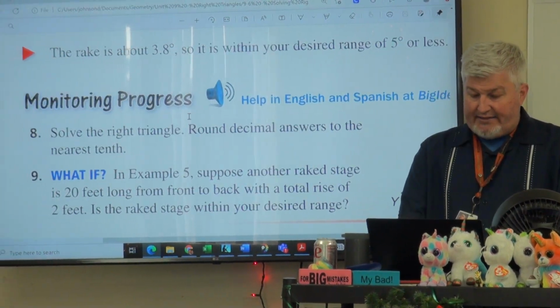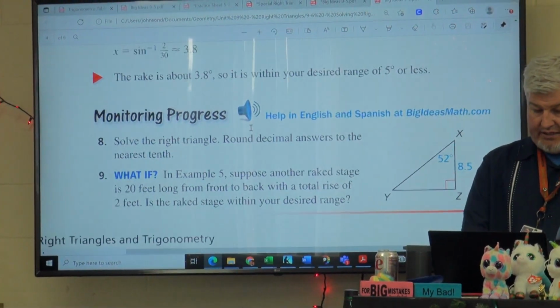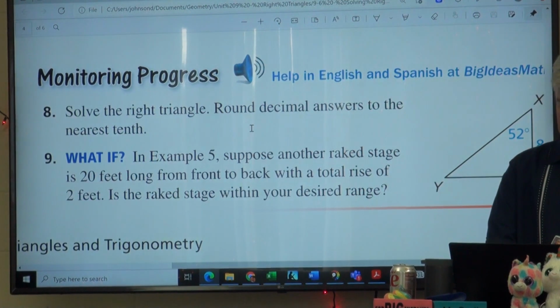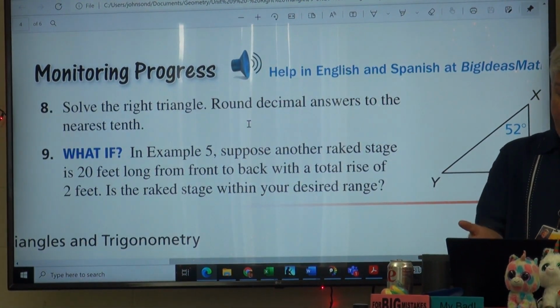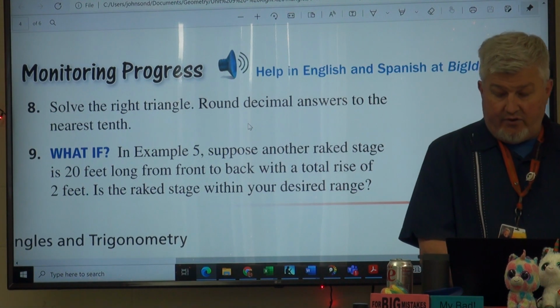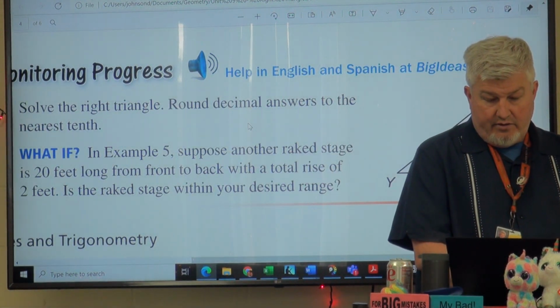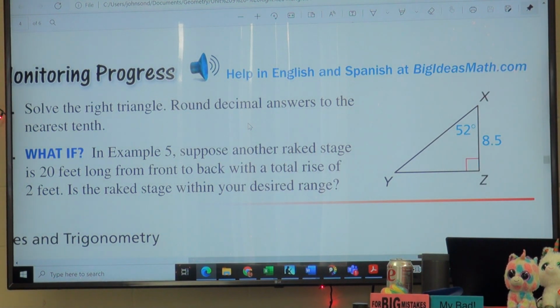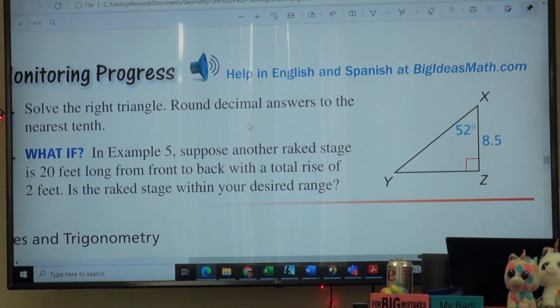Look at number 8, please. I'm going to break it down first and then go back to the word problem. So number 8, solve that triangle to the right. Triangle XYZ. Find the 2 remaining side measures and the angle measure. Go ahead and pause the tape so you can work on it now, please.